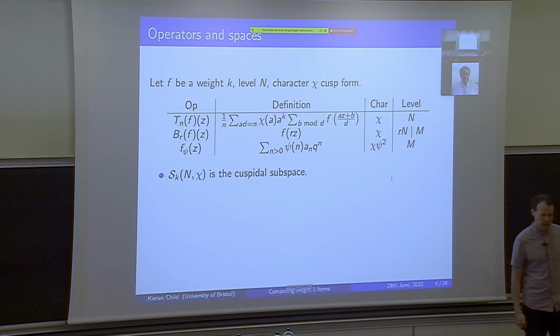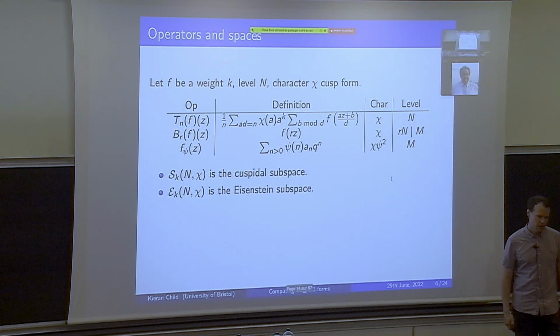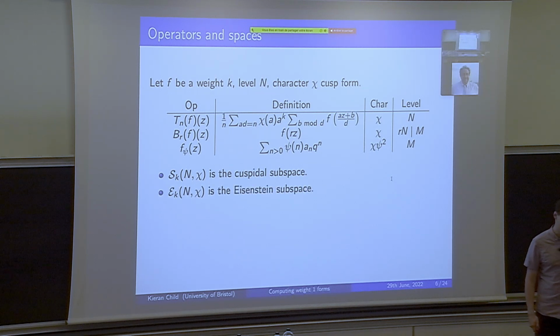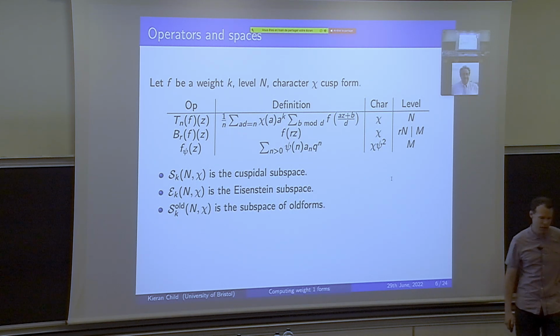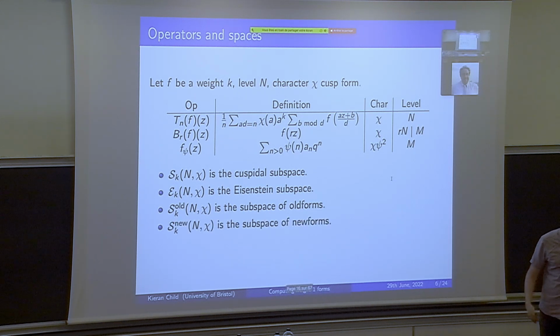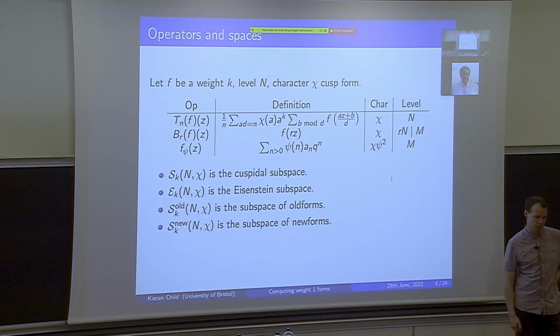So then all of our spaces, well, S_k(n, chi), that's the cusp space. I'm going to use E to be the Artin space. Forms arising with this lift operator from lower levels, they span the old form space, and then its orthogonal complement is the new form space. Atkin and Lehner, we get a basis of this, of Hecke eigenforms. That's really what we're after.